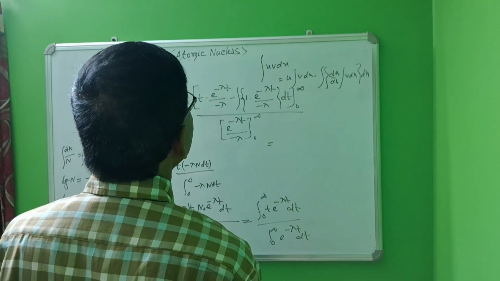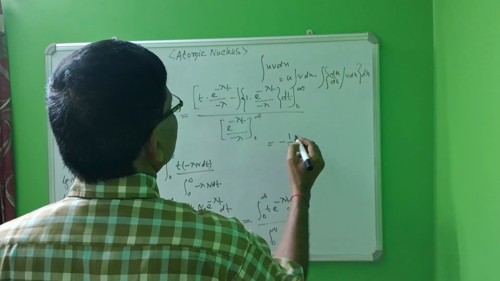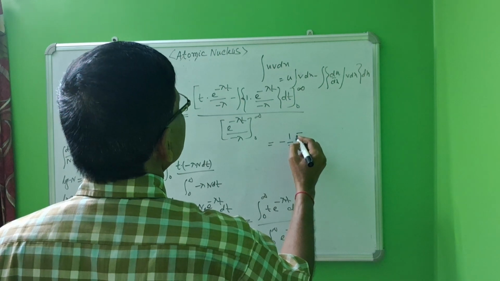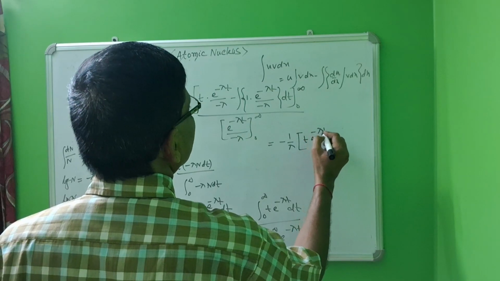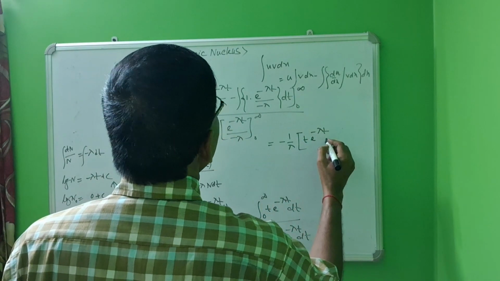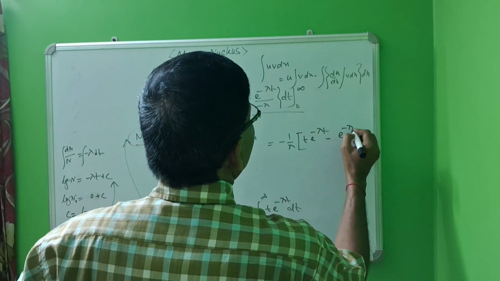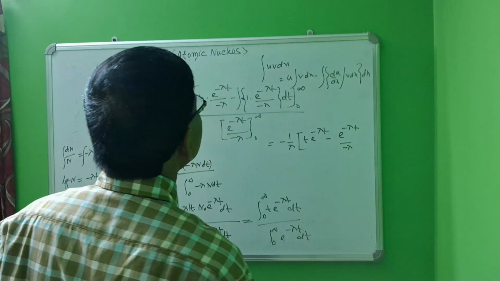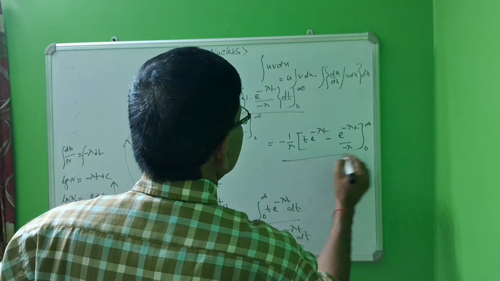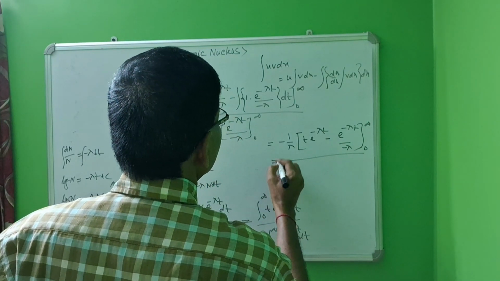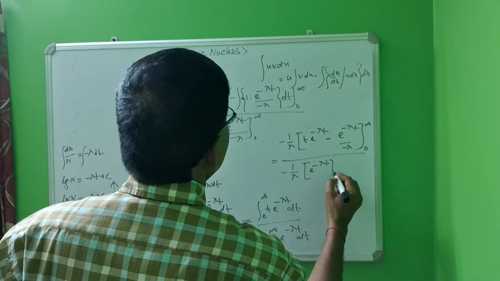Equals, taking 1 by minus lambda common, we get t e to the power minus lambda t minus e to the power minus lambda t upon lambda, from 0 to infinity, divided by e to the power minus lambda t upon minus lambda, from 0 to infinity.